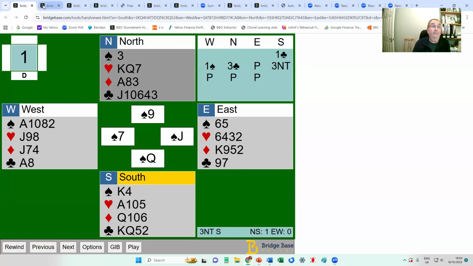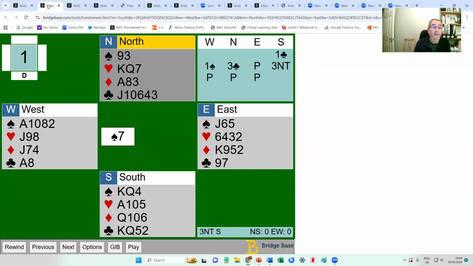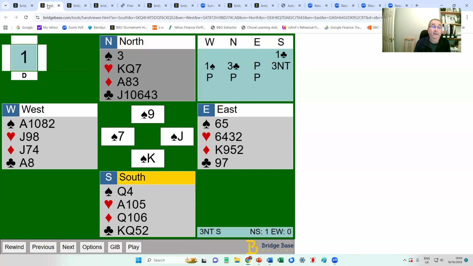But if they play the king, then West legitimately doesn't know who has the queen. It could be that East has it, or it could be that South has it. So this is an example of a deceptive play by declarer with the king and queen there with this holding. It's probably more deceptive to play the king than the queen. When you play the king, it hides the location of the queen.